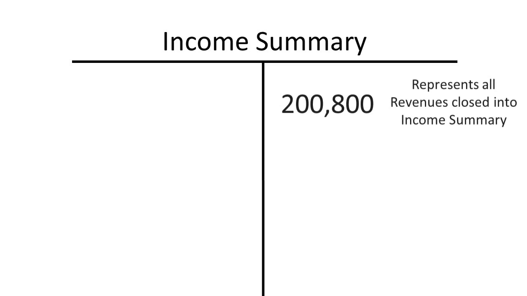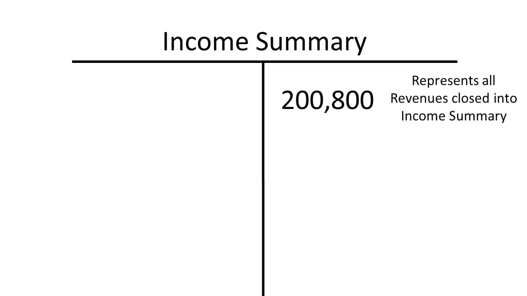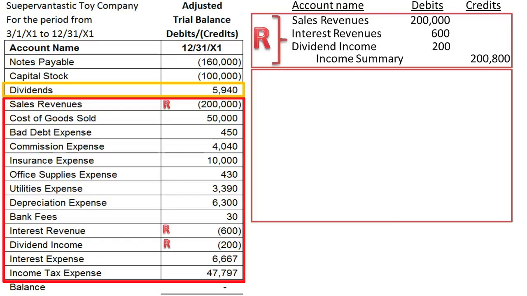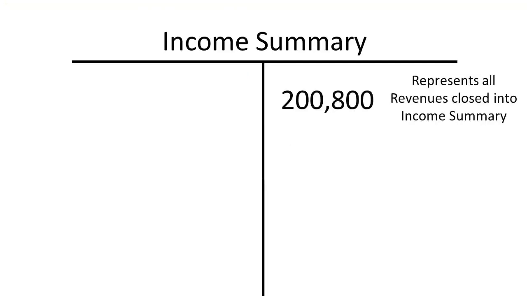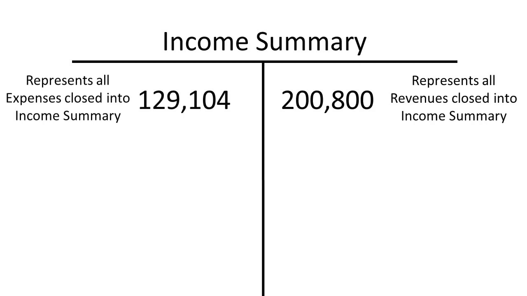This is the income summary account. If we were to post that closing entry, you would see that we'd credit all the revenues into income summary, $200,800. Moving on to the expenses. All the expenses are currently debits, so the only way to close a debit is to credit them. The sum of all those expenses is $129,104, which needs to be closed into the income summary account by debiting it. The income summary account had the credit for revenues, and now it has the debit for all the expenses.